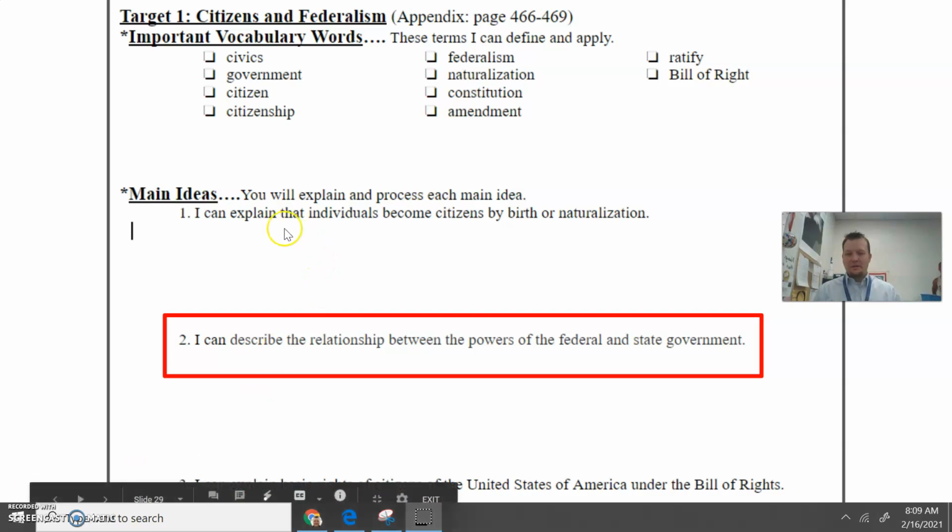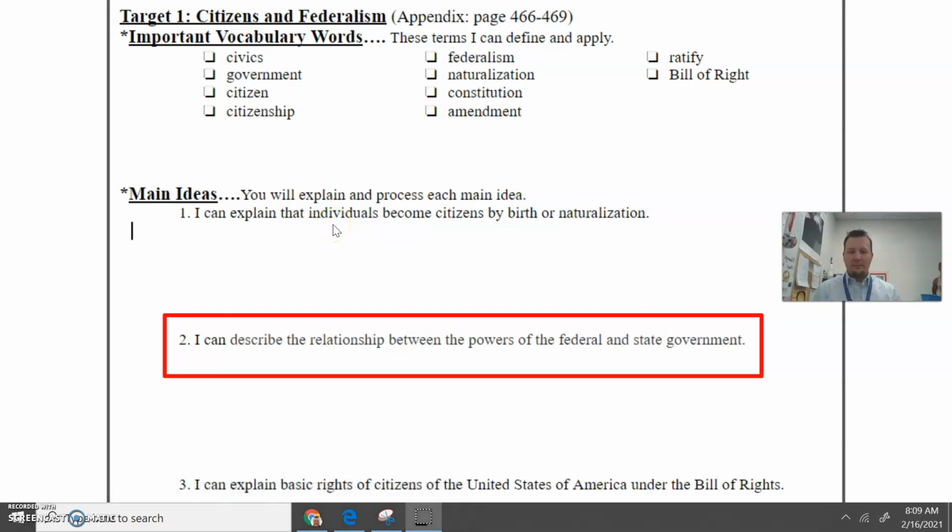Last week, we took our time studying how individuals become a citizen, and those two ways are by birth or by naturalization. Today and this week, we're going to start looking at federalism and the balance between the federal and state government, and some similarities and differences.